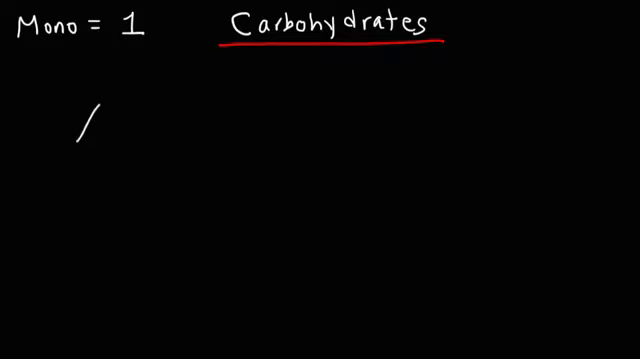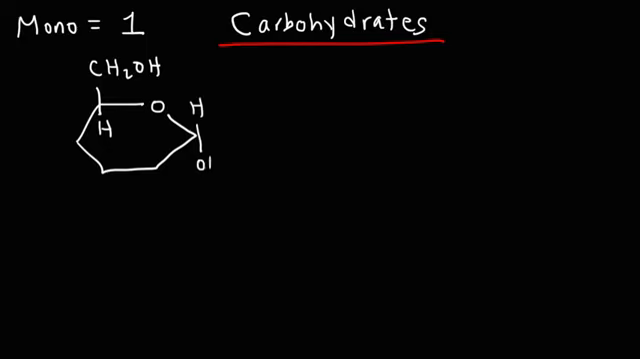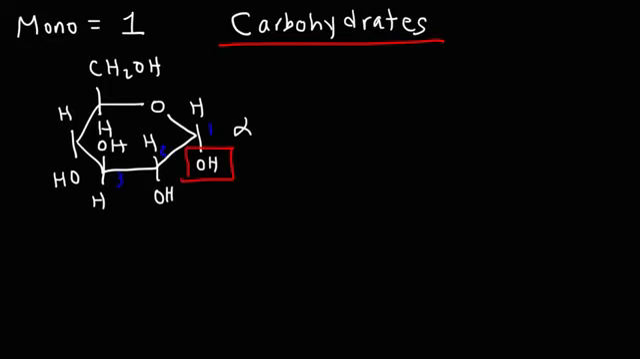The first one is glucose. I'm going to draw that real quick. Glucose is a monosaccharide with 6 carbons. This is the cyclic form of glucose. It does have a linear form as well. And so this is how it looks. This is the alpha form of glucose with the hydroxyl group down on carbon 1. This is carbon 1, 2, 3, 4, 5, 6.